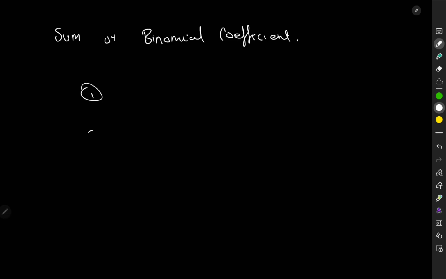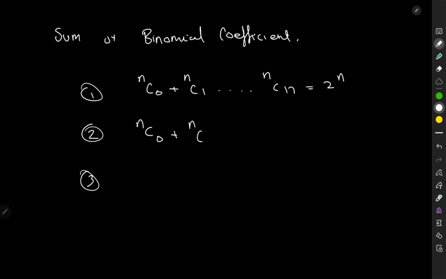we will see sum of binomial coefficients. Okay, just understand these three things, that is more than enough. nc0 plus nc1 dot dot dot till ncn is nothing but 2 to the power n. Fine. And the number of odd terms, number of even terms, nc2 plus dot dot dot till nc2n.